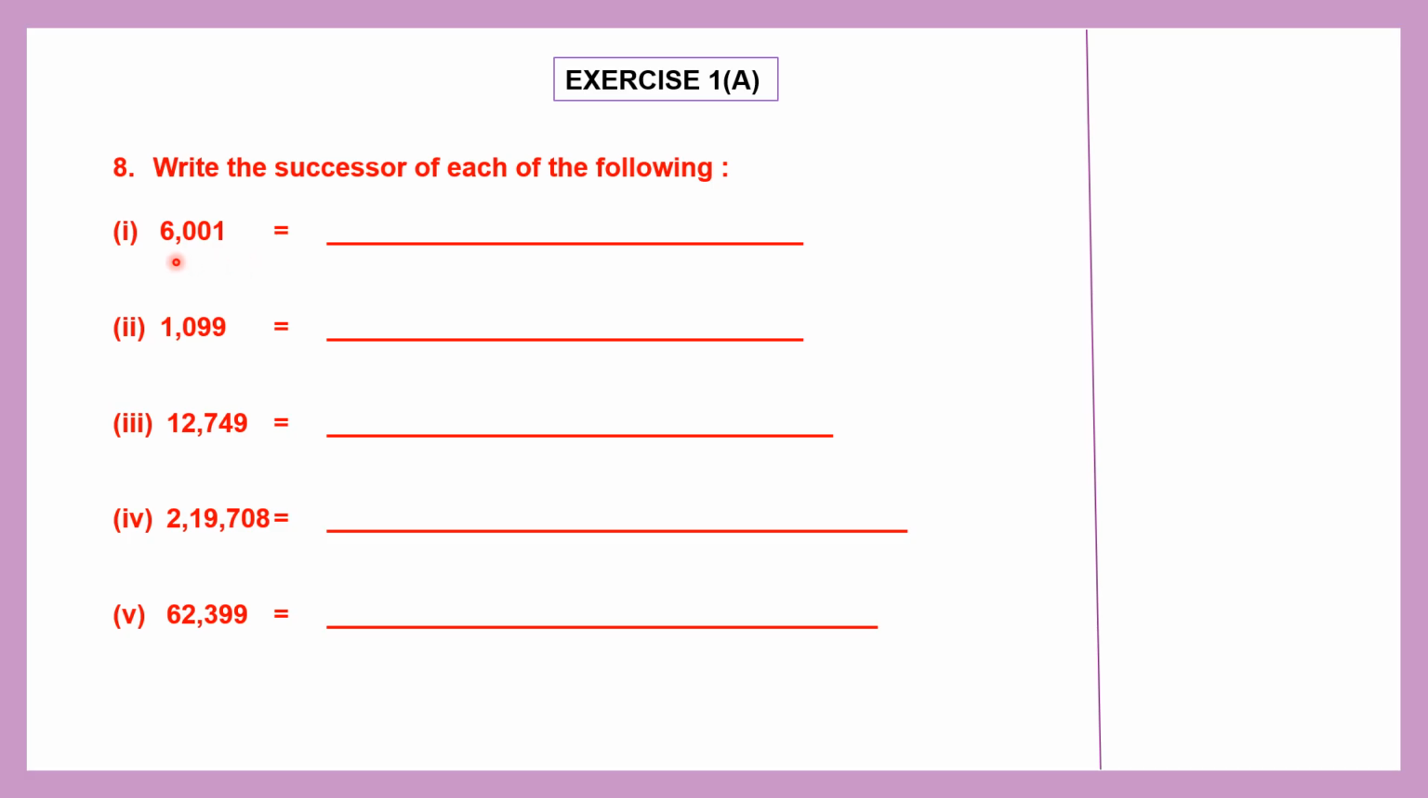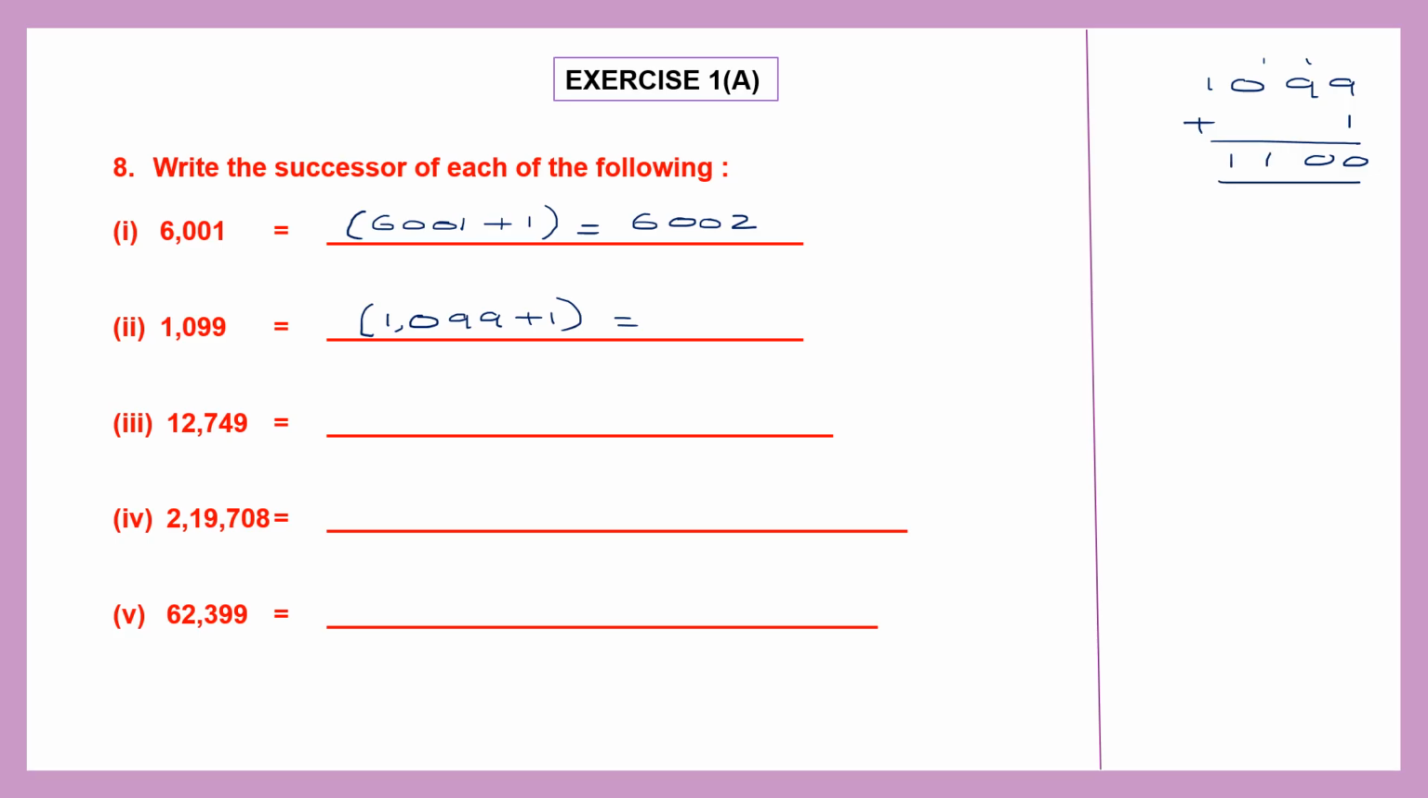So here to find the successor of 6001, we just have to say that will be 6001 plus 1. We just add 1 to it and that is 6002. Let's go to the next one. We have 1099. So that will be 1099 plus 1. Now we can add it up and see. 9 plus 1 is 10, carry 1. 9 plus 1 is 10, carry 1. We have 1 here and 1. 1100 is the successor.